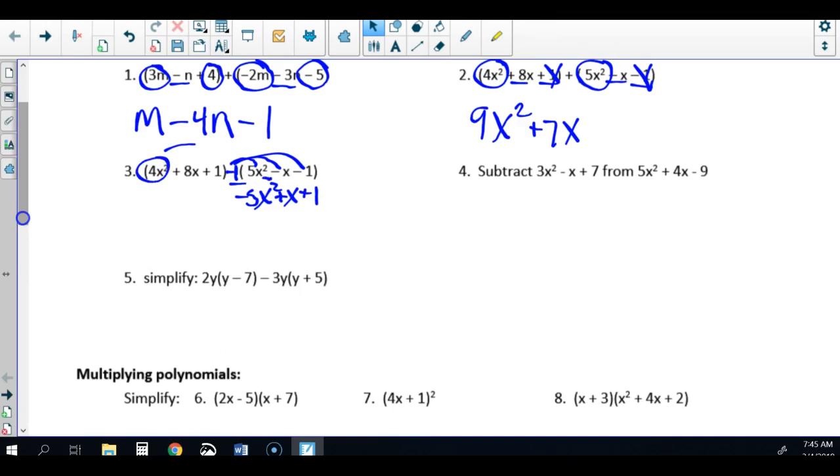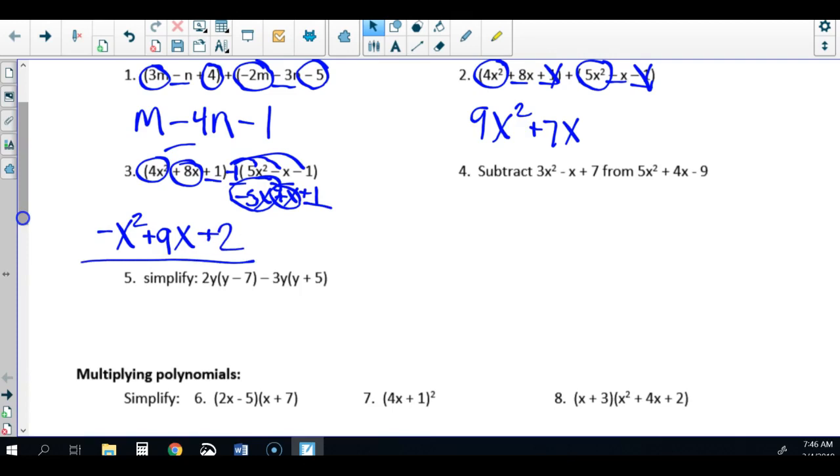So I have 4x squared and negative 5x squared gives me negative 1x squared. 8x plus x is 9x. Plus 1 is plus 2.